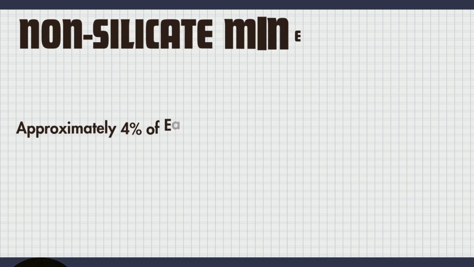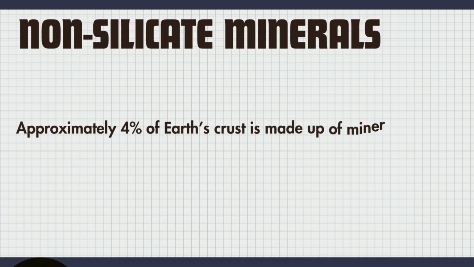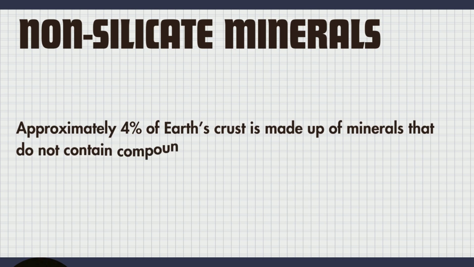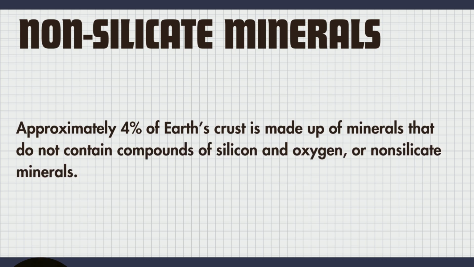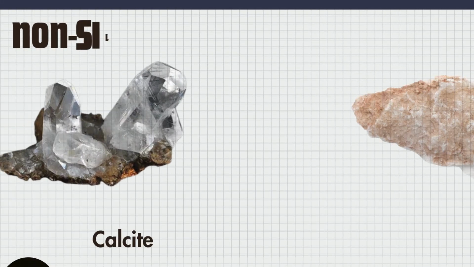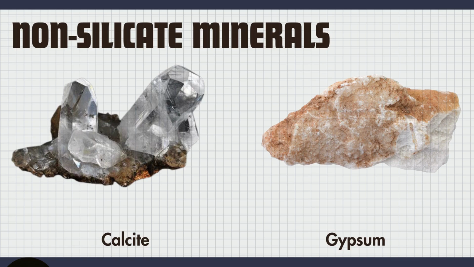Non-silicate minerals are minerals that do not contain silicon and oxygen together. They include other elements like carbon, sulfur, or metals, and they make up approximately 4% of the Earth's crust. Examples of non-silicate minerals are calcite and gypsum.